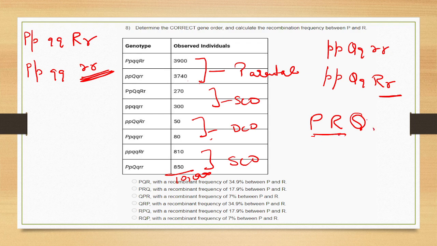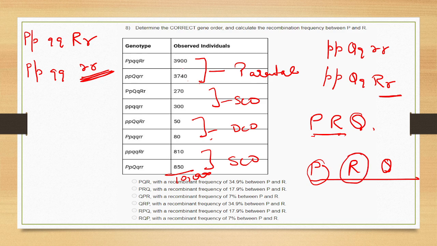Fine. Now we have to find out the recombination frequency. So if this is your P and this is your R and this is your Q. For finding out the recombination frequency, you have to find out the classes which show that respective recombination divided by the total number, and into 100 because we are calculating frequency. So if I am talking about recombination frequency between P and R, that means I have to identify all those classes where recombination of P and recombination of R has happened.